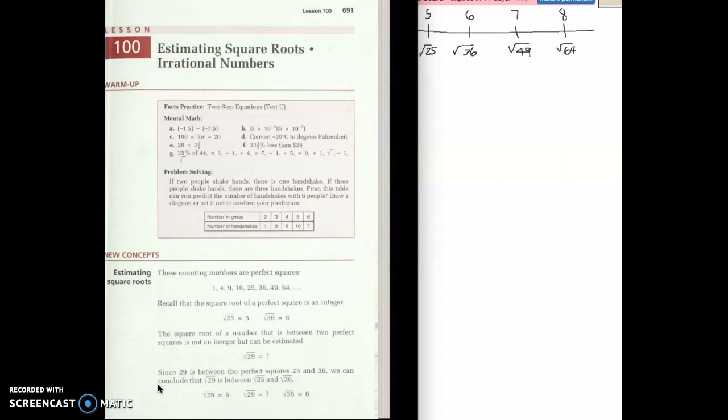So let's go ahead and talk about what we're going to do today. I'm assuming you guys have done your facts practice already. And I want to definitely check up on the facts practice that you're going to do today, the two-step equation.